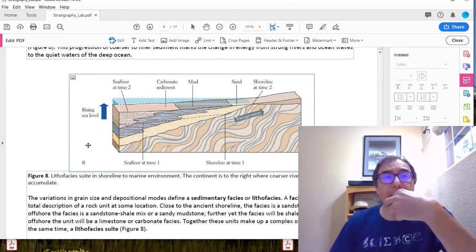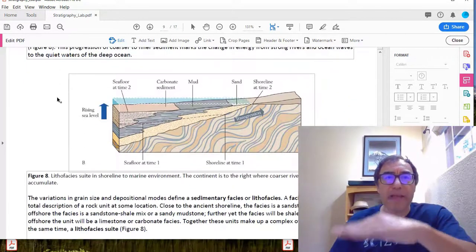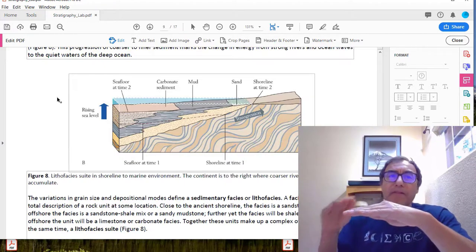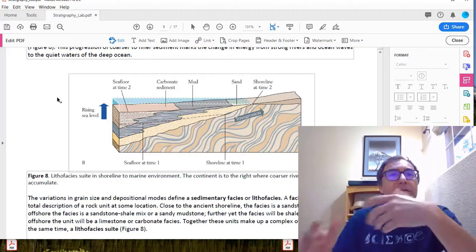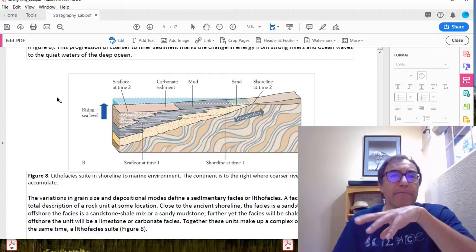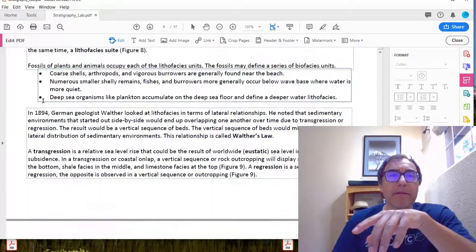So there's a progression, or a lithofacies progression, where we have sandstone, and then we have shale on top of that, and limestone on top of the shale. That marks a transgression. If we saw the opposite, and I think I have that back over here.